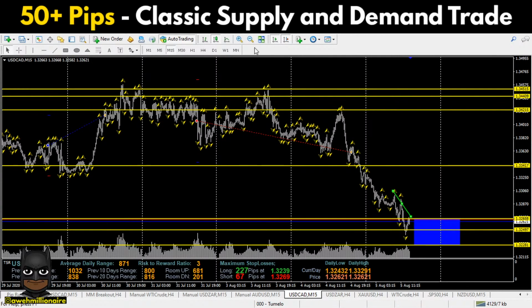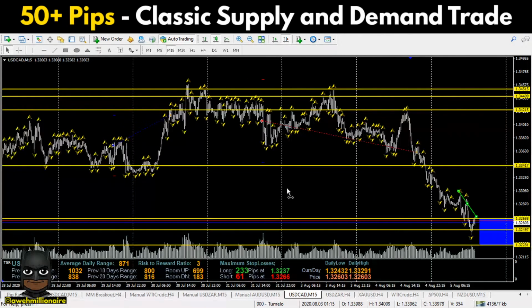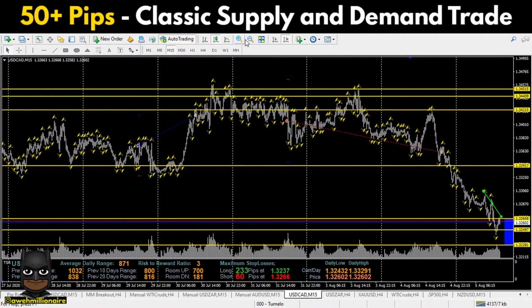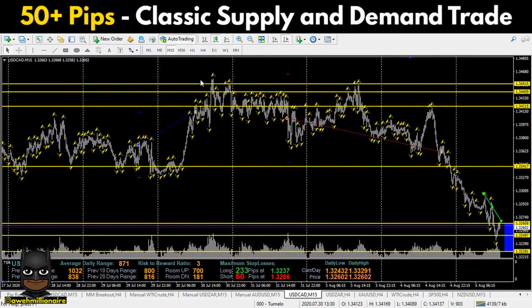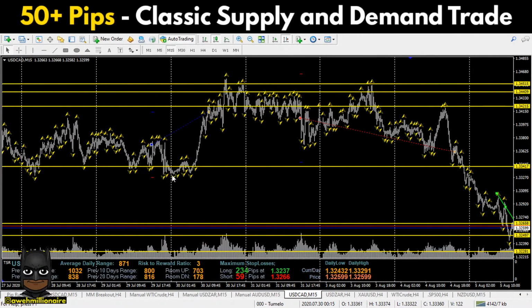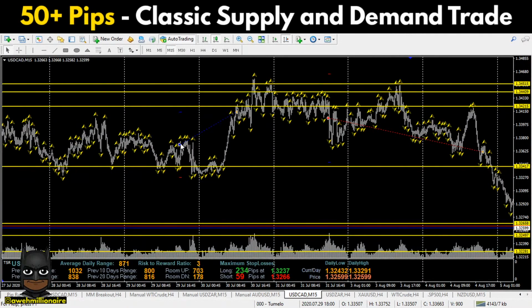But let's look at how this classic supply and demand trade setup on CAD actually played out for the past week and a half or so, because yeah, pretty crazy sideways moves on dollar CAD. But if you follow the smart money, you trade like a smart trader, you would have caught these trades and basically been on the right side of the market because you were trading with the smart money. So I'm going to go to the first setup here, which I was in on the 29th of July.